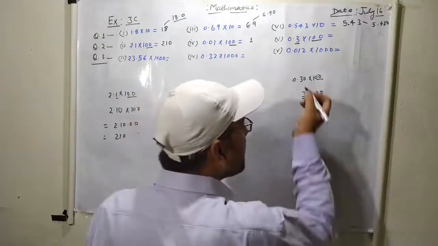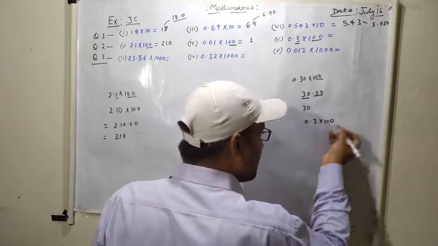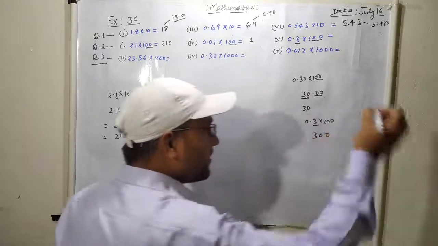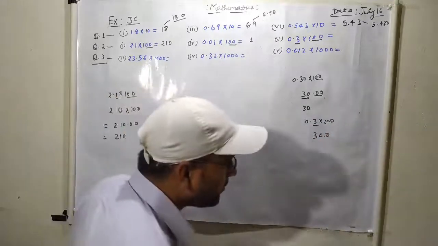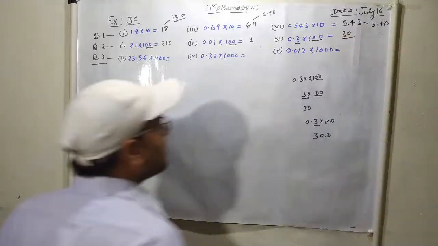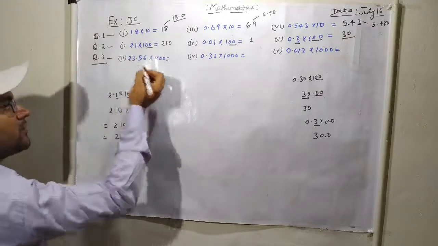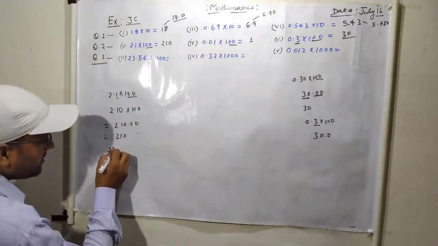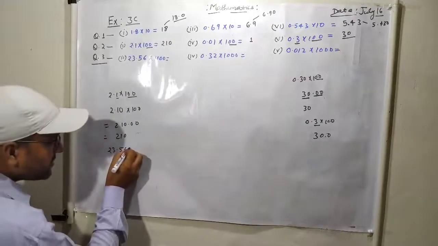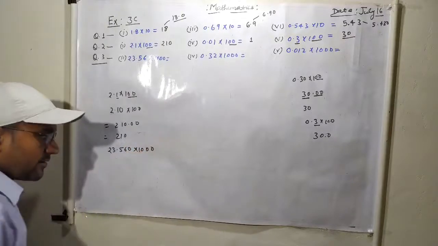Or simply, if you have a problem doing it like that, 0.3 is multiplied by 100: multiply 3 by 100, which is 300, count 1 decimal place from the right side and put the point there. So your answer is 30.0, meaning 30 only. Same as before, you will do this one, multiply with 1000: 23.56. Here are 3 zeros but there are 2 decimal places, so you can add 1 zero on the right side of your decimal number and multiply with the given whole number.